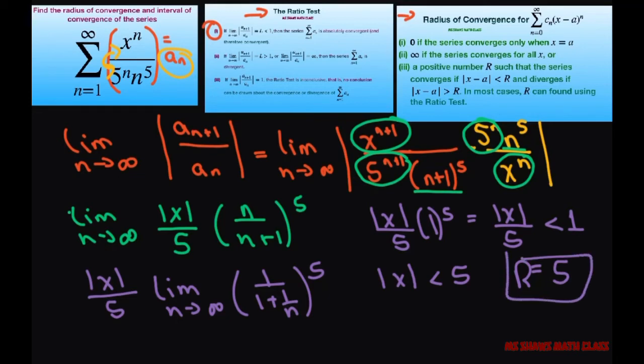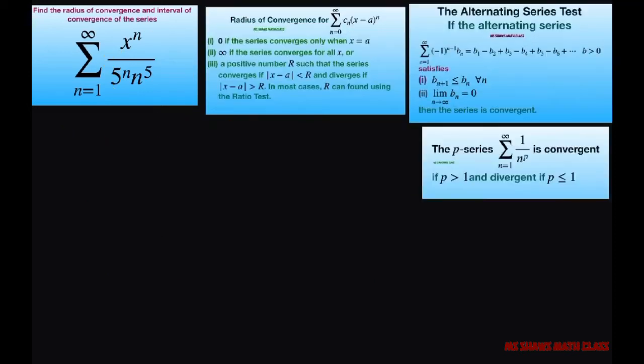Now, to find the interval of convergence, we're going to test x equals negative 5 and x equals 5. So we're doing the interval of convergence. But let me go over that.